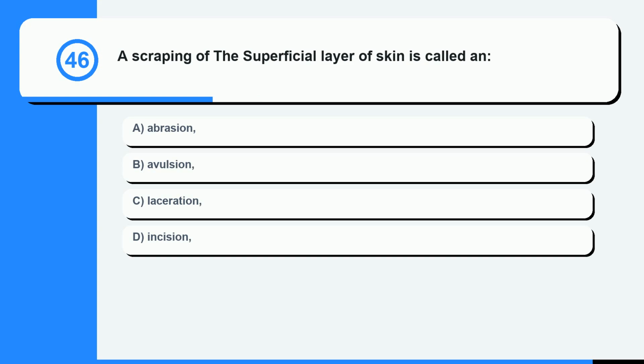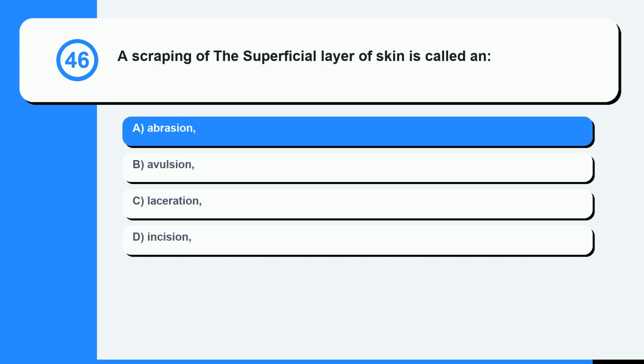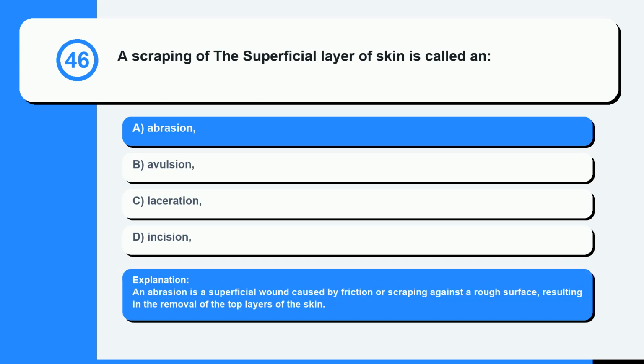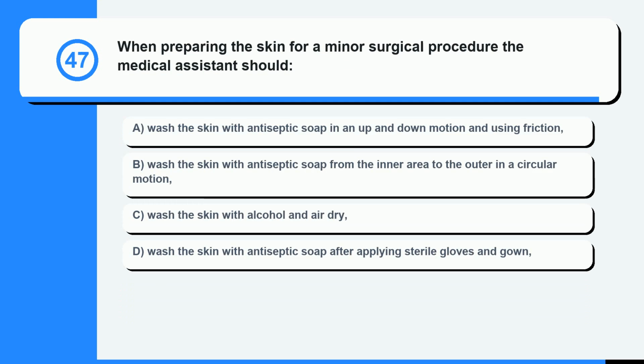Question 44. Which one of the following is the correct angle for a needle to enter the vein for venipuncture? A. 5 degrees. B. 15 degrees. C. 30 degrees. Or D. 45 degrees. The correct answer is B. 15 degrees. For most venipuncture procedures using a vacuum tube system or syringe, a 15-degree angle of insertion is optimal for entering the vein without piercing through it.